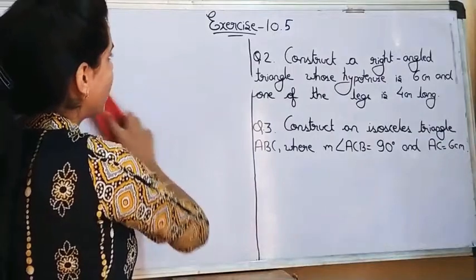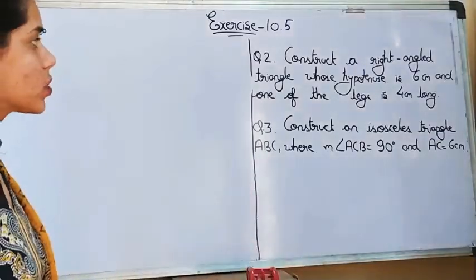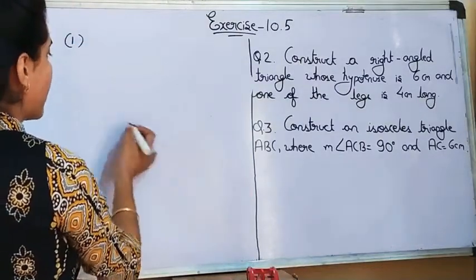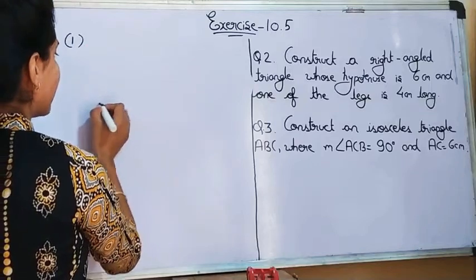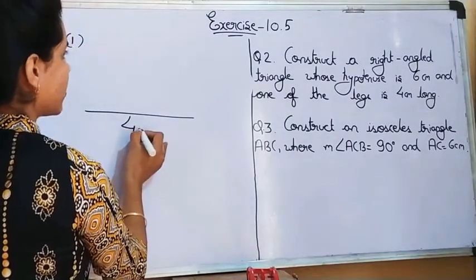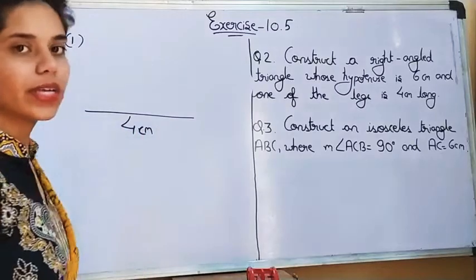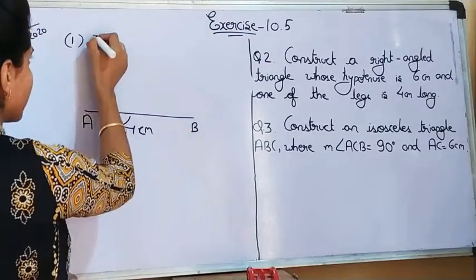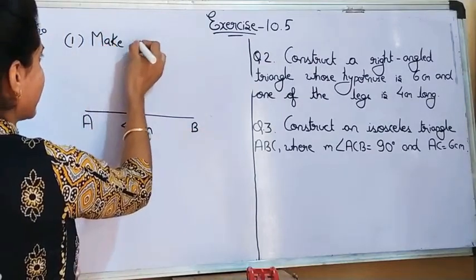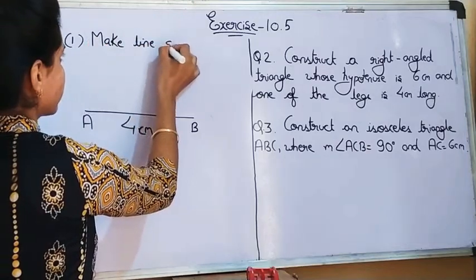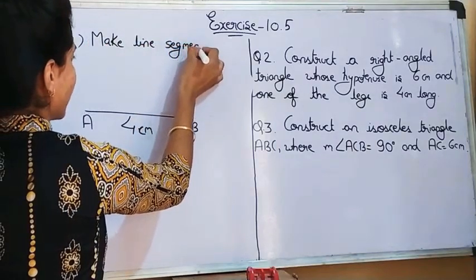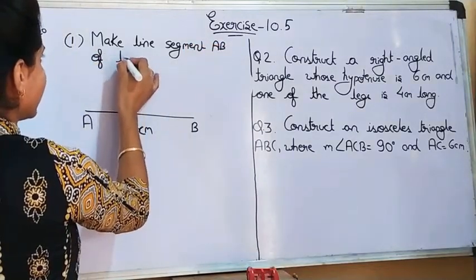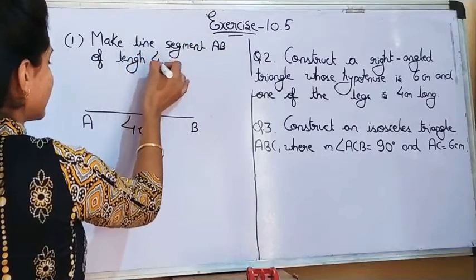Now in question number two, we have to construct a right angle triangle whose hypotenuse is given to us and one of the legs is given. One of the legs is 4 centimeter. So first, we will make a line segment of 4 centimeter by using a ruler. Suppose this is AB. So the first step is to make line segment AB of length 4 centimeter.